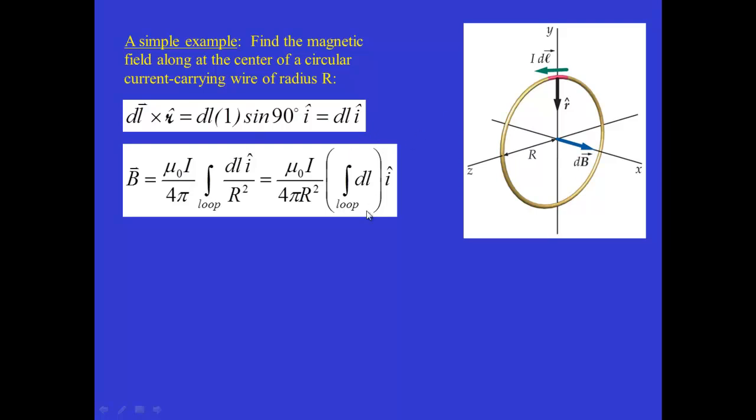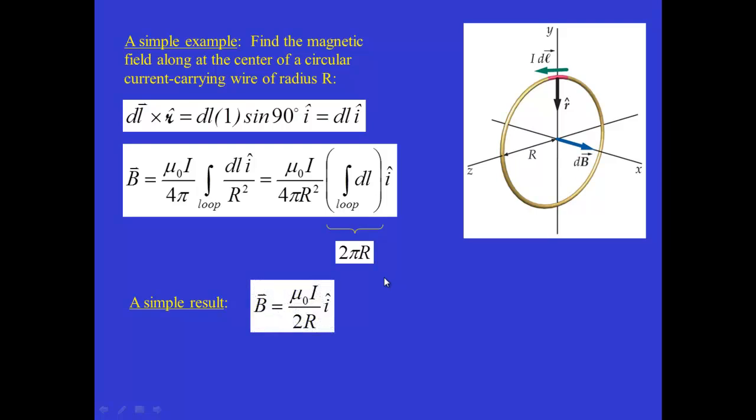And what's left behind, even though it looks like an integral, is simply a matter of geometry. The integral of the dl distance all the way around the loop is nothing more than the circumference of the loop, 2 pi r. We put the i hat in there to indicate that the magnetic field is always in that direction here. So the simple result that we get is that for this circular ring at the center, the magnetic field is mu naught I over twice the radius.